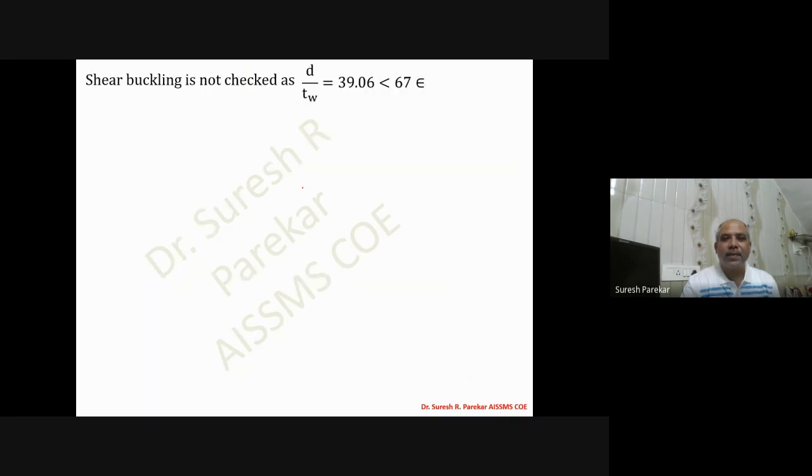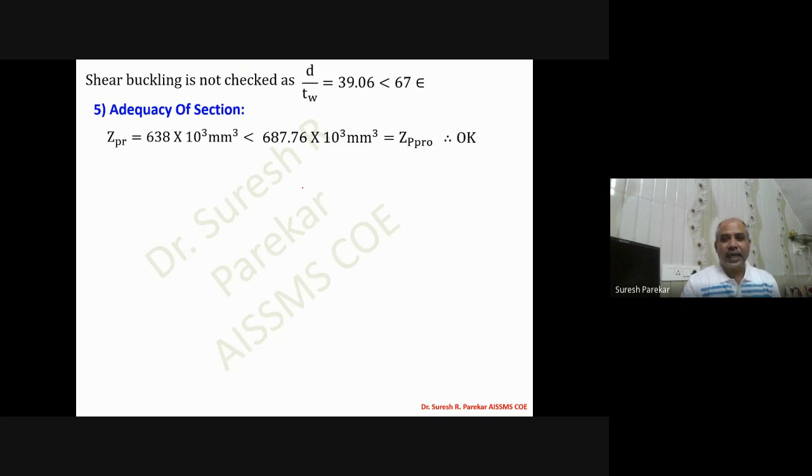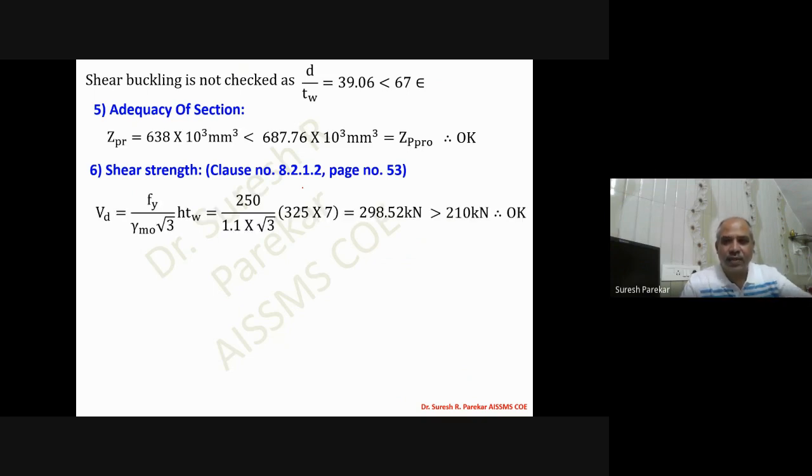Then shear buckling is not checked because we have d by tw less than 67. That we require if we go greater than 67. Then adequacy of section. That means whatever section we have provided is greater than required, and therefore okay. Now we have to check the shear strength.